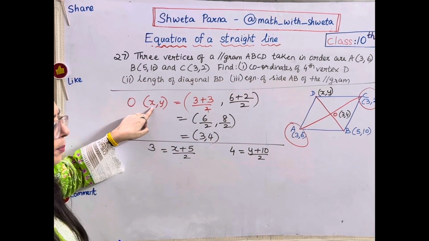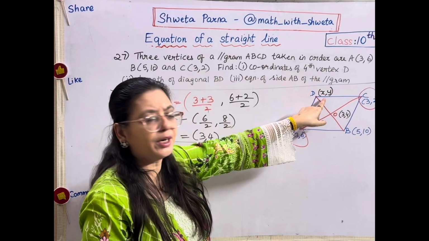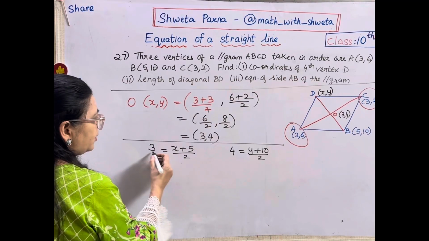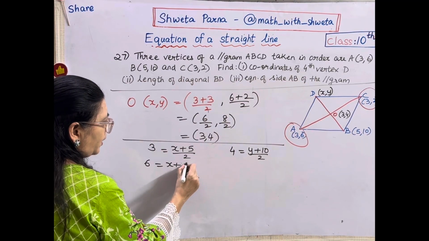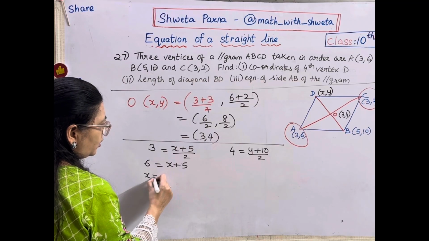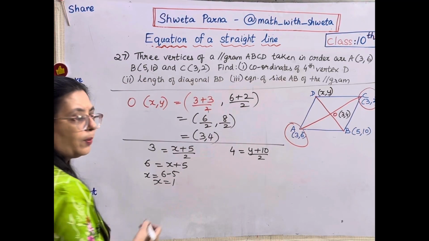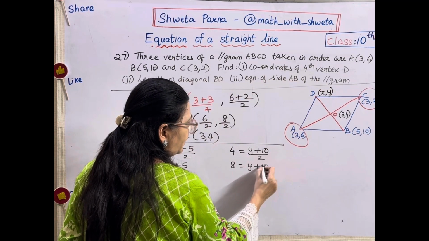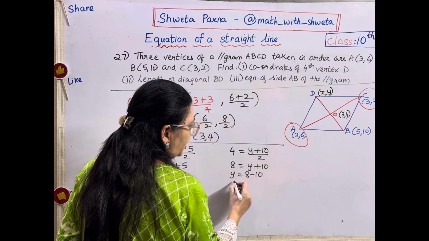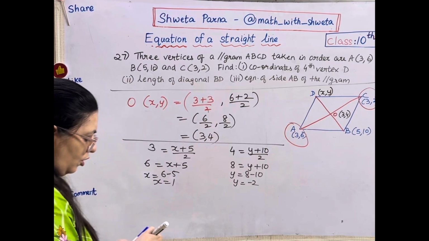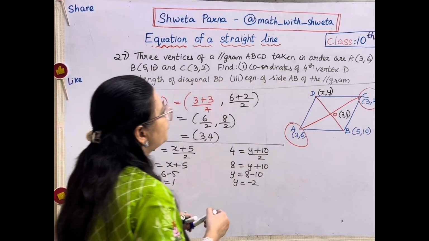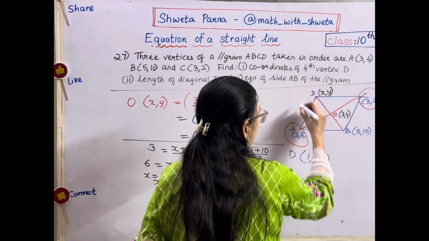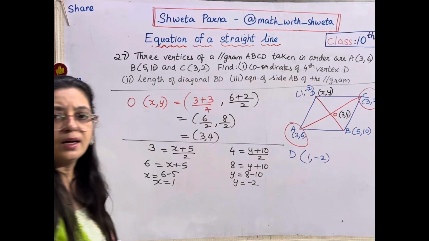Here you are finding the midpoint. Over here the midpoint is given to you and you are finding one of the coordinates of the sides. Okay. So now cross multiply. 3 into 2 is 6 is equal to x plus 5. So x is equal to 6 minus 5, x is equal to 1. Same way over here, y into 2 is 8, 8 is equal to y plus 10, y is equal to 8 minus 10, y is equal to minus 2. So you got the coordinates for the fourth vertex D, which is 1 and minus 2. I hope it's clear.